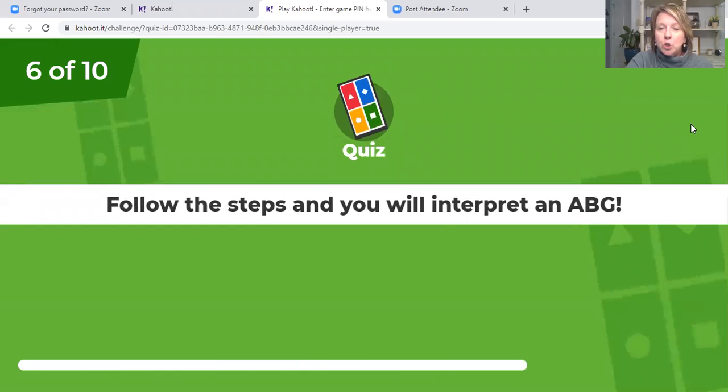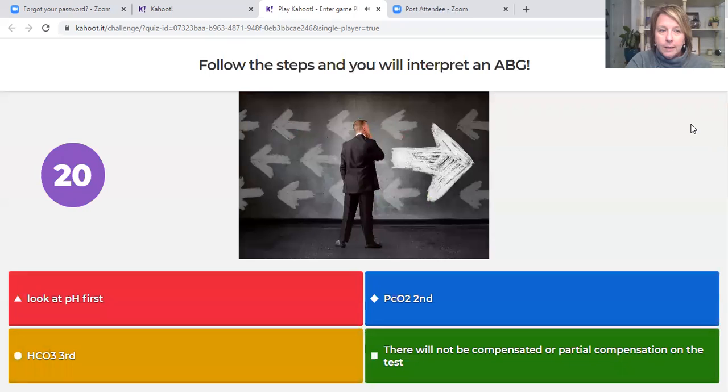Follow the steps and you will interpret an ABG. First, look at the pH. Yes, number one, look at your pH. Is it acidic or is it alkalotic? One way or the other, put an arrow towards it. Then I'm going to look at my PCO2. If it's going opposite, then I know it's a respiratory issue.